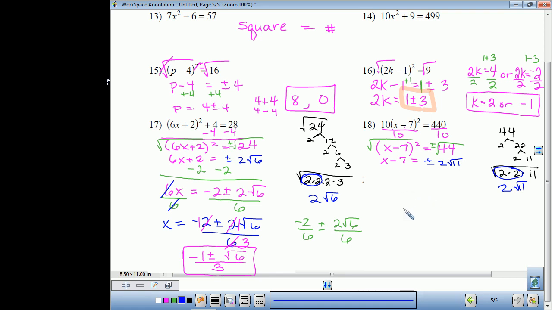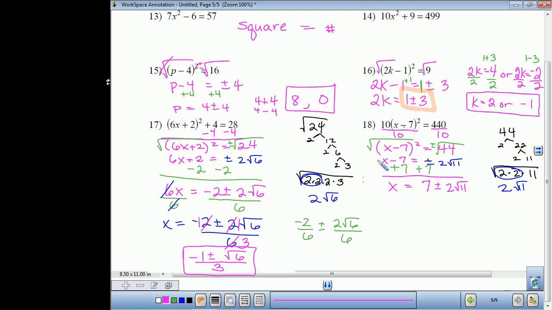Now add 7. Very good. X equals 7 plus or minus 2 root 11. That's right, and you can't do anything else, because the 7 does not have a radical. We cannot put them together. And on this one, we don't have to divide by anything. Yay! We're done with 18.